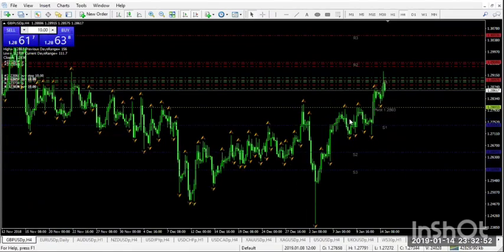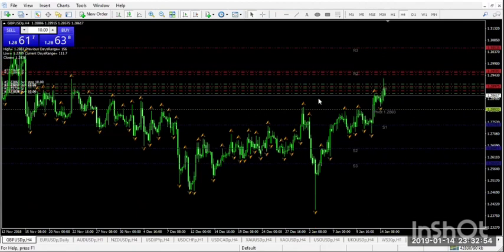For example, in pound dollar, it started from below and came up. You see, you have an uptrend here. Please look at the R2 line here.